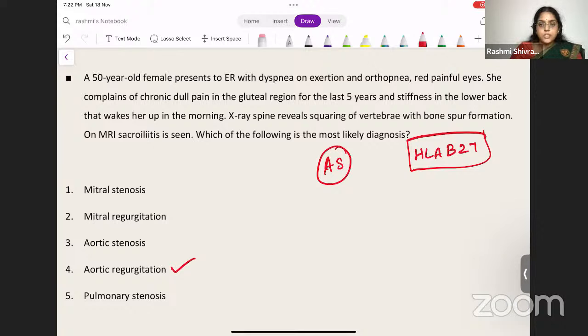So, how do you treat these patients? You give NSAIDs. You give DMARDs, mainly physiotherapy. Physiotherapy is what helps the patient in the long term, in the long run, right?